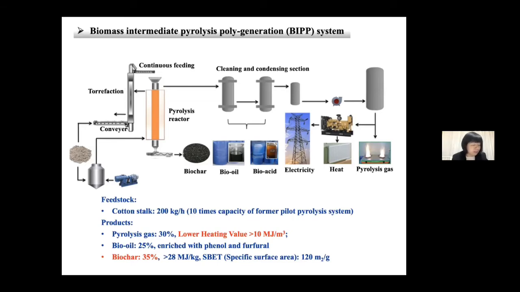The normal heating value of pyrolysis gas in this system is more than 10 megajoules per cubic meter. It is higher than the minimum required by the Chinese national standard for fuel gas for residents, so it can be sold as cooking gas. And then there are also liquid products, bio-oil and bio-acid. And 35% of the product is biochar, which is a big deal.